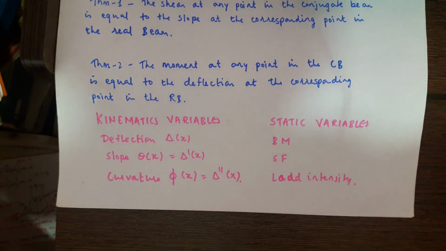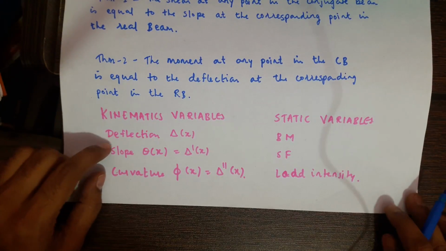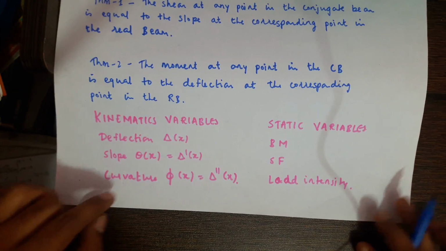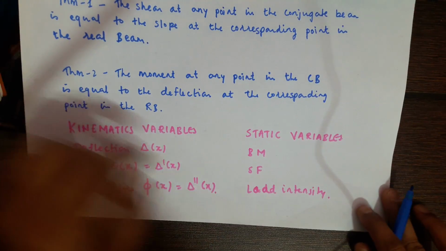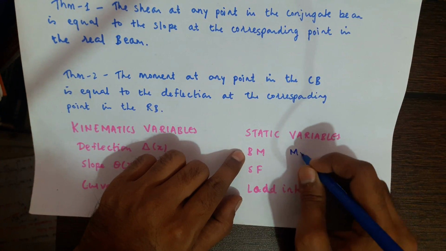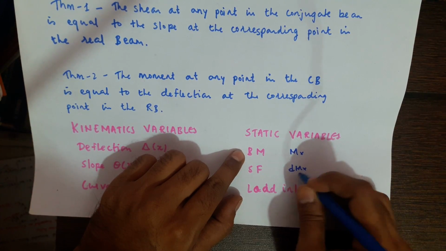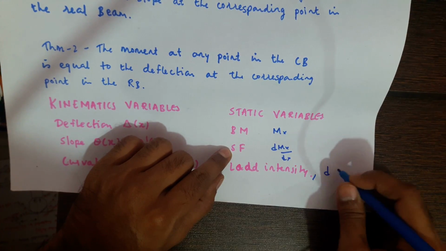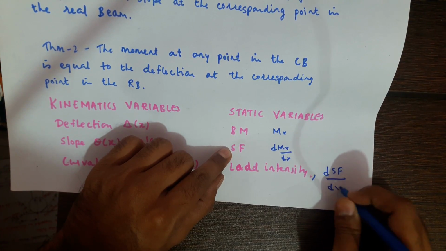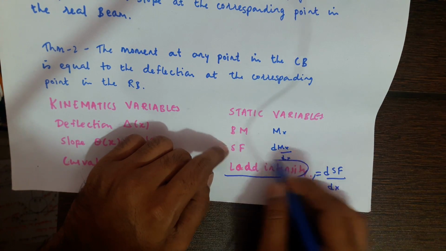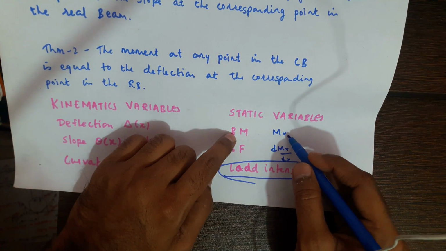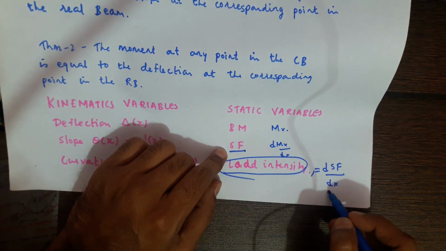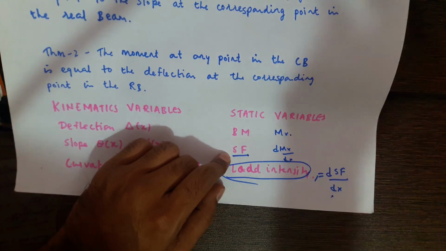So what we have to see here: differentiation of deflection is slope, differentiation of slope will give you curvature. In the same way, when you see the static variables, differentiation of moment is equal to shear force, okay, and differentiation of shear force with respect to x is nothing but load intensity. So differentiation of moment with respect to x will give shear force, and differentiation of shear force with respect to x will give you load intensity.